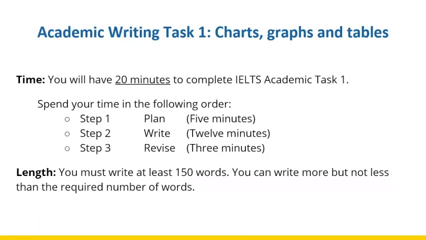In academic writing task 1, we'll be learning about different graphics such as charts, graphs, and tables. You'll be given only 20 minutes to complete IELTS academic task 1. And because your time is very limited, I suggest you spend your time in the following order. In step 1, you should plan your essay for 5 minutes. In step 2, write your essay for 12 minutes. And in step 3, you should have at least 3 minutes to go back and revise your essay.